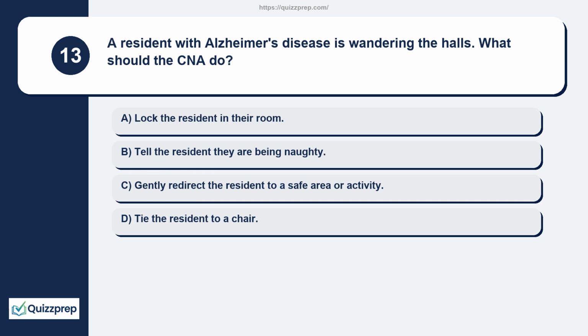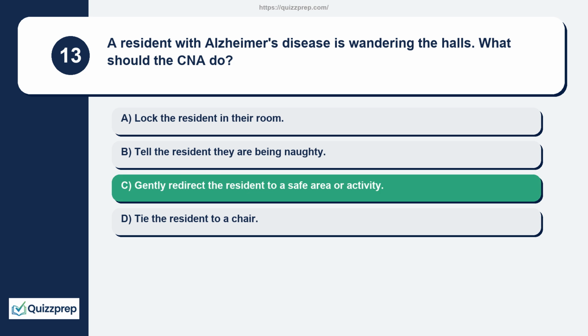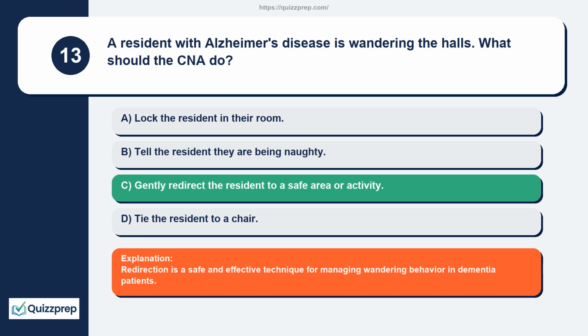Question 13. A resident with Alzheimer's disease is wandering the halls. What should the CNA do? Lock the resident in their room, tell the resident they are being naughty, gently redirect the resident to a safe area or activity, tie the resident to a chair. Redirection is a safe and effective technique for managing wandering behavior in dementia patients.